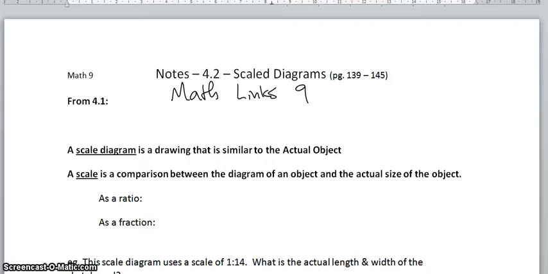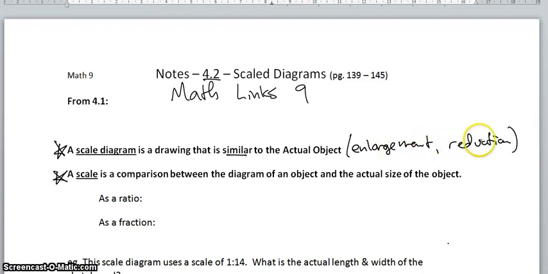Alright, we're in section 4.2 here in your MathLinks 9. We're talking about scale diagrams today. A couple things from the other day. A scale diagram is a drawing that is similar to the actual one. We'll be exploring that word similar later on. We learn this could be an enlargement or a reduction.